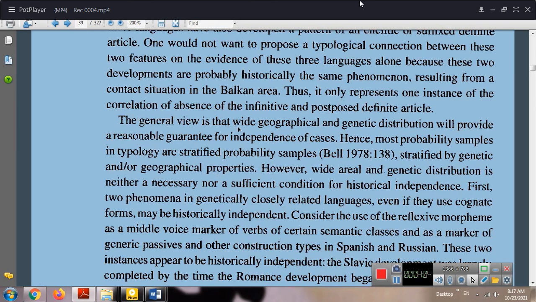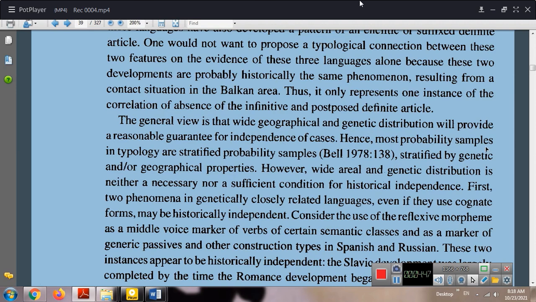The general view is that wide geographical and genetic distribution will provide a reasonable guarantee for independence of cases. These two factors, wide geographical and genetic distribution, will provide a reasonable guarantee for independence of cases. Dear student, you should know these reasons. I am just forced to read the booklet line by line and explain them based on this line. You should know this factor.